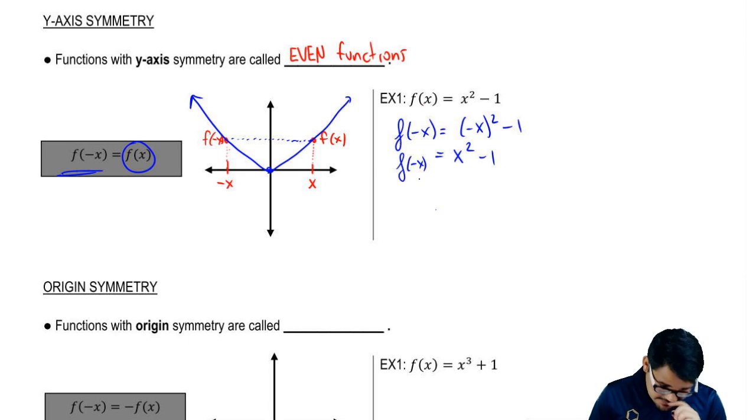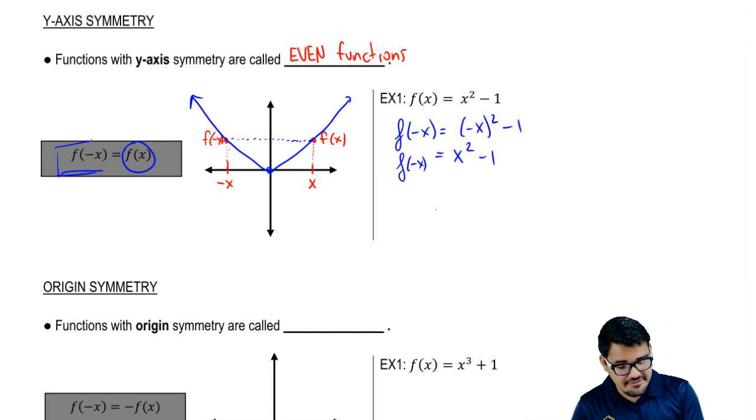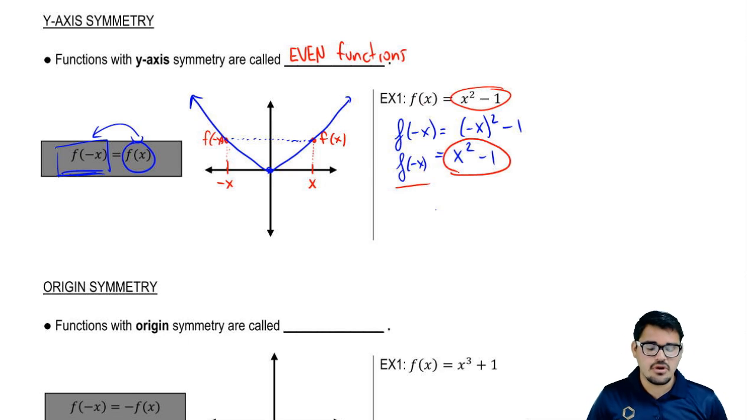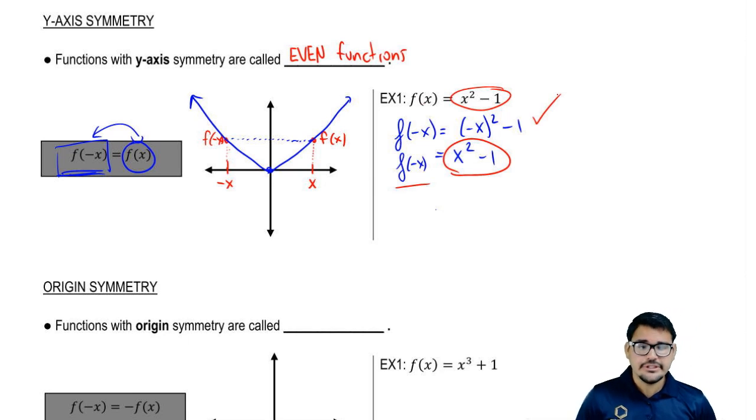So we check: is f of negative x equal to f of x? So we look over here. f of x is equal to x squared minus 1, and f of negative x is equal to x squared minus 1. Since this checks, this means that we have y-axis symmetry. So this is what we did without having a graph, right?